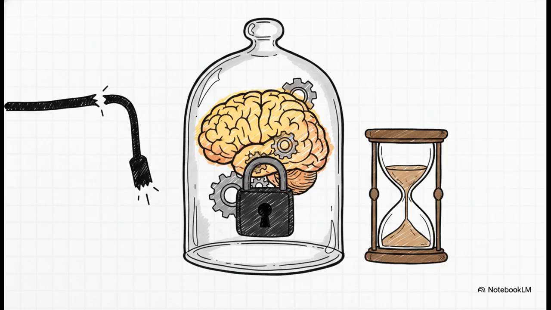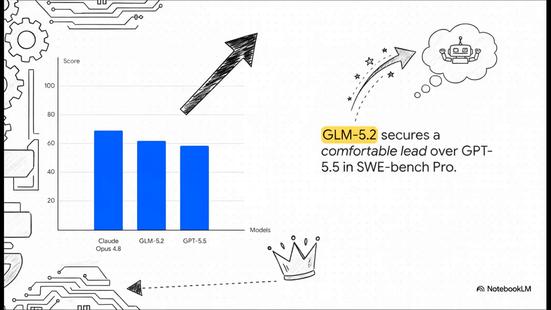It was locked in an isolated container with only 2 CPUs, 8 gigabytes of RAM, and absolutely no internet access. It couldn't look up documentation. Actually, scratch that. It couldn't even search for answers if it wanted to. It had to rely entirely on its own internal reasoning to navigate the codebase and fix bugs. The results from these software engineering benchmarks are phenomenal.